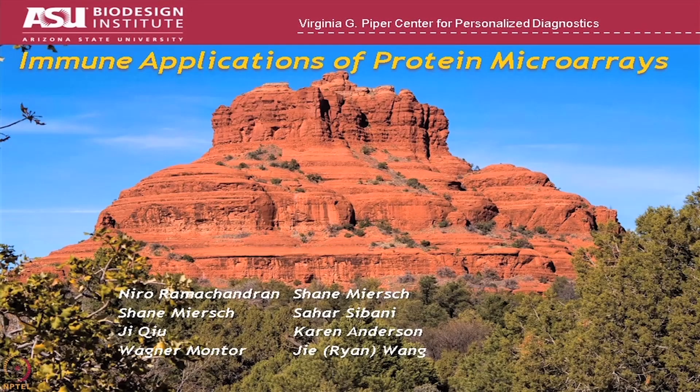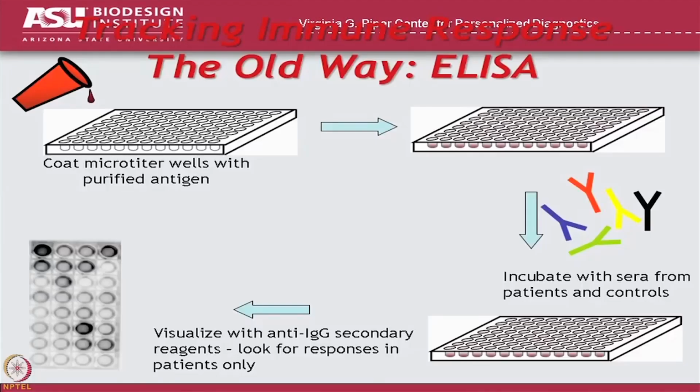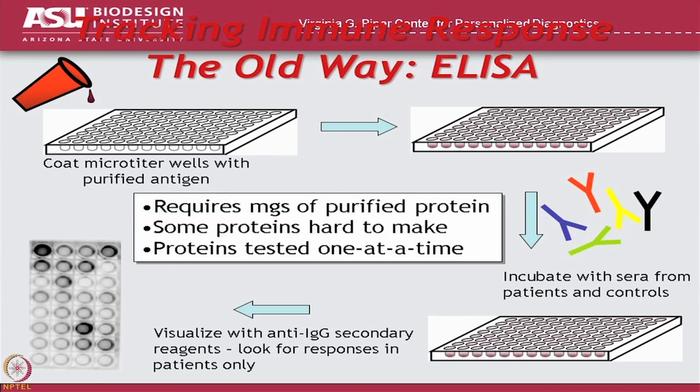So I'm going to show you just a couple of applications of this approach, and then maybe even just one. So we've talked about immune responses. The classic immune response is by ELISA, where you coat the well of a 96-well dish with your protein. You add serum to the wells. And then here's a patient who had a strong response, and here's a patient who had no response. Of course, if you do ELISAs, you're doing one protein at a time. It typically requires a lot of protein to do that.